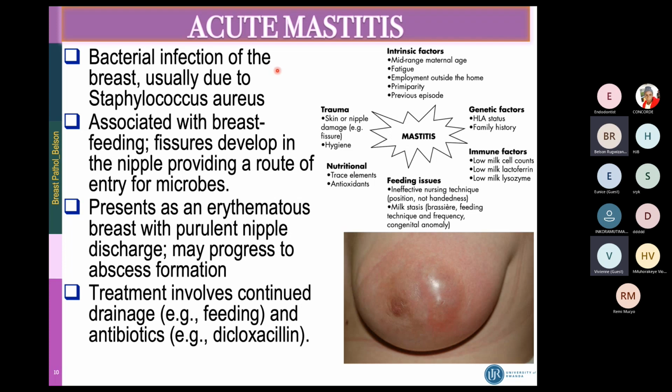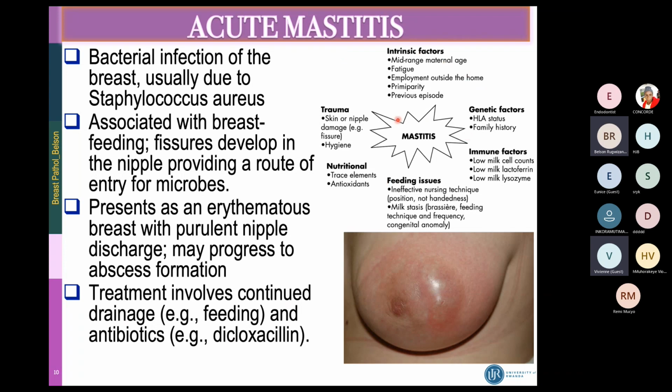There will be an erythematous, so red, breast with purulent nipple discharge, and it may progress to abscess formation. This is where I was saying it can be pus and you can confuse it with milk. But if you look at the temperature, usually in abscess they have a fever, unless they have taken drugs, antibiotics or anti-inflammatory drugs. Treatment involves continued drainage and antibiotics, such as dicloxacillin, of course, if it is not resistant nowadays.